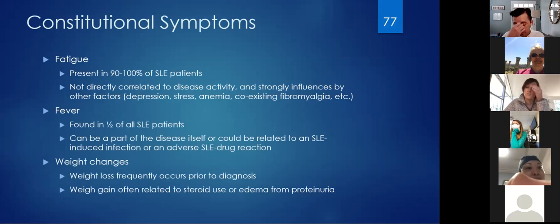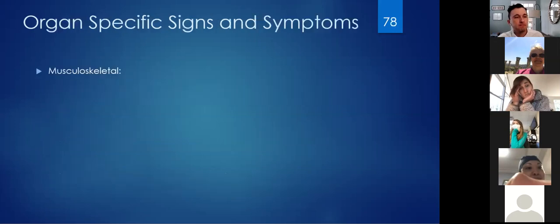And then weight changes. So like with a lot of other autoimmune conditions, prior to diagnosis, these patients often are losing weight because of that catabolism that I talked about, because of anorexia. But then lupus patients can also have weight gain. Okay, so this can come from the steroids, or maybe they've got lupus nephritis, and so this massive proteinuria, and so they're holding on to a lot of extra fluid. So there's a lot of different ways that constitutional symptoms can arise, and they can be due to the disease itself or other related factors.